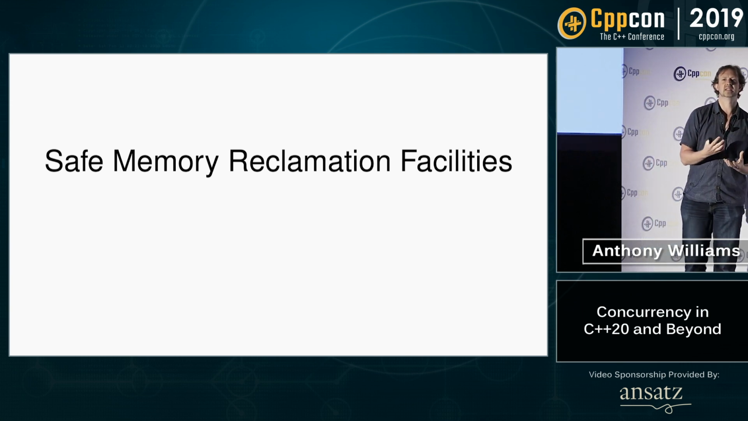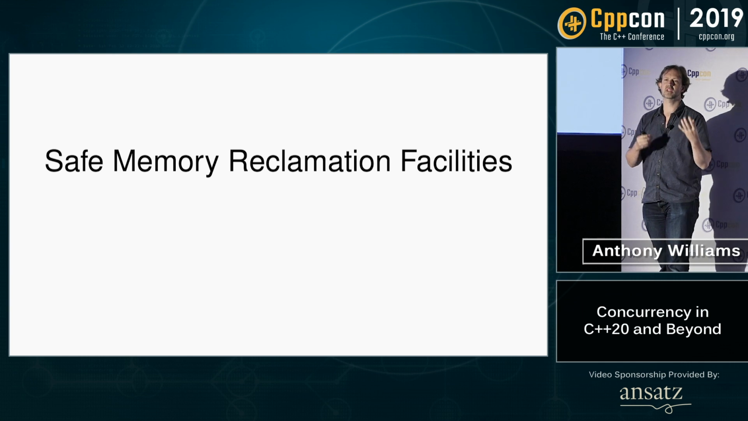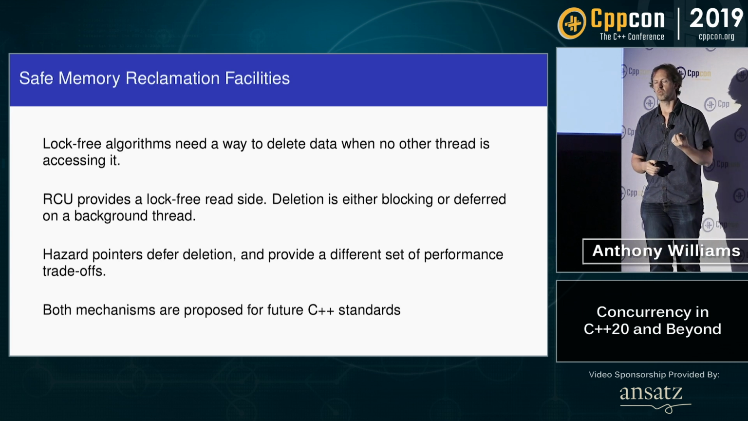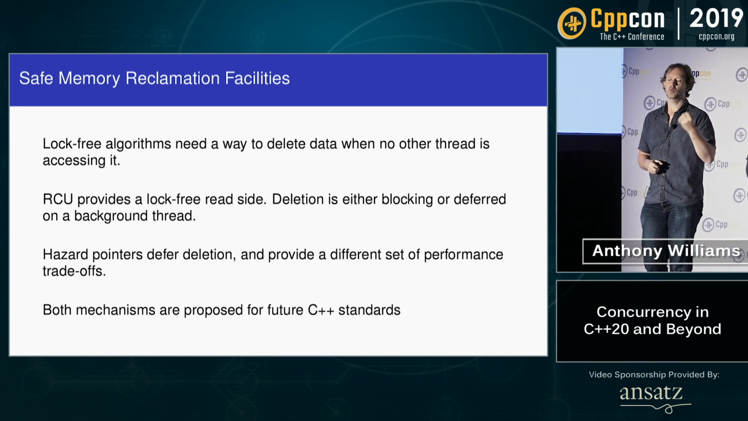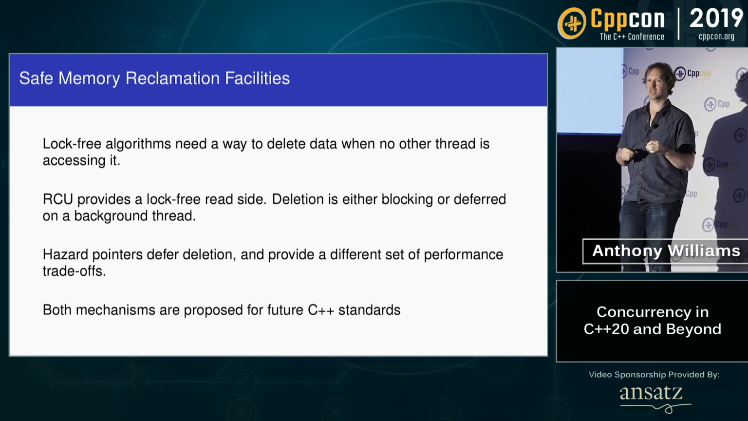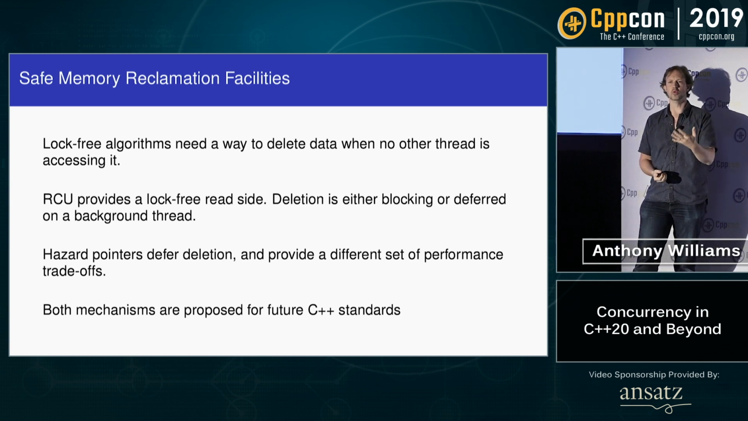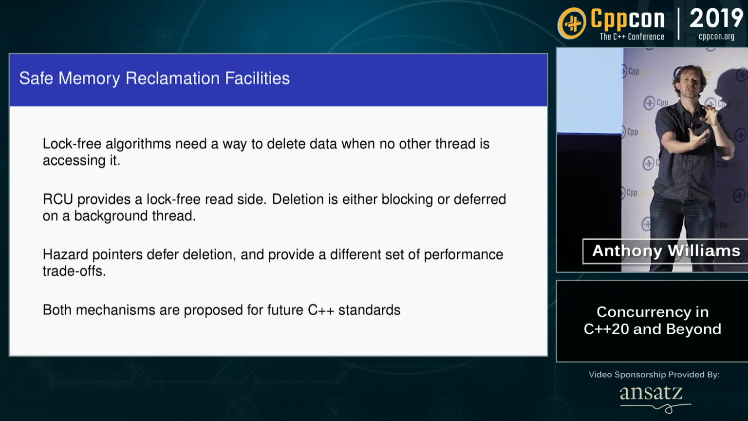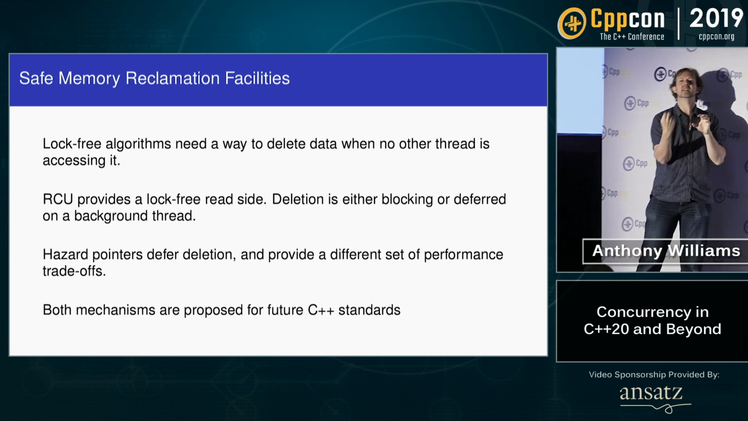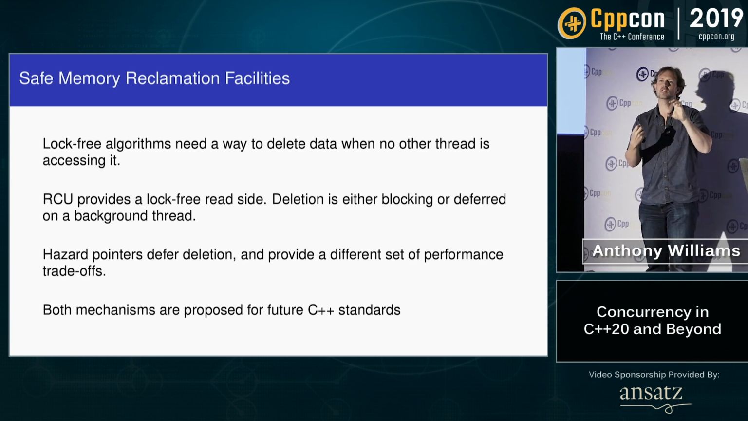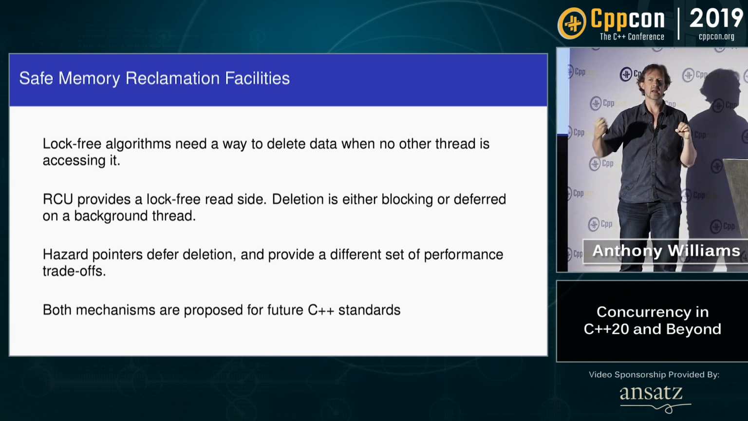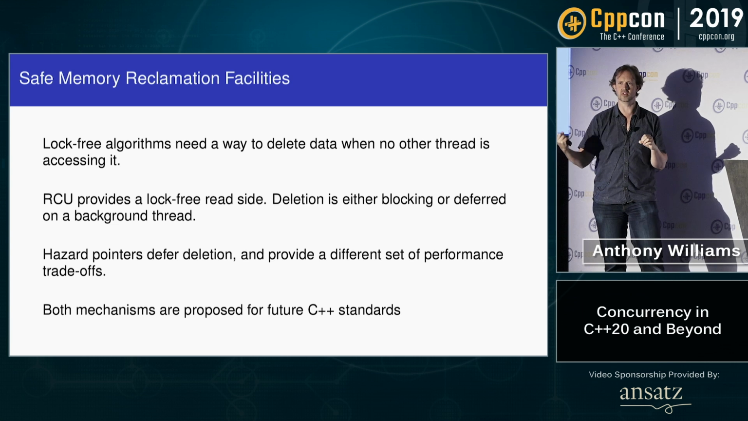So the final facilities that I'm going to cover are those we've got for safe memory reclamation, which would help us write these concurrent data structures. Fundamentally, lock-free algorithms need a way to delete data when they know that no other thread can now access it. You've removed an element from your concurrent queue, but the value itself was stored in some form of node because you needed next and previous pointers and things like that. So you want to delete your node object, even though you've safely removed the value from the queue. How do you know that it's safe to do so? This is what our safe memory reclamation schemes give us.